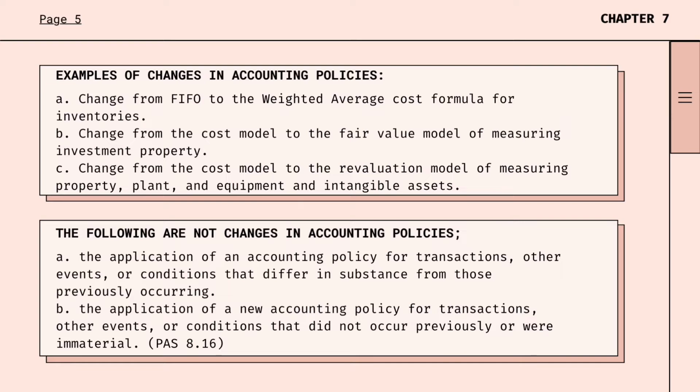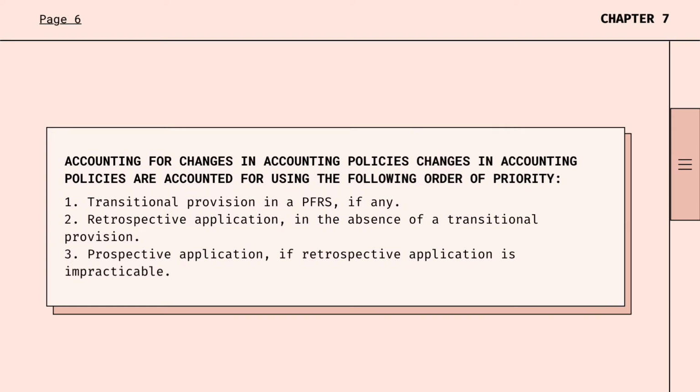The following are not changes in accounting policies. The application of an accounting policy for transactions, other events, or conditions that differ in substance from those previously occurring, and the application of a new accounting policy for transactions, other events, or conditions that did not occur previously or were immaterial.